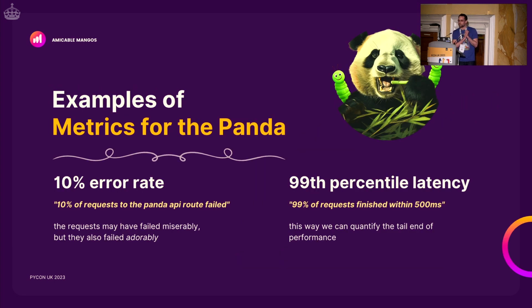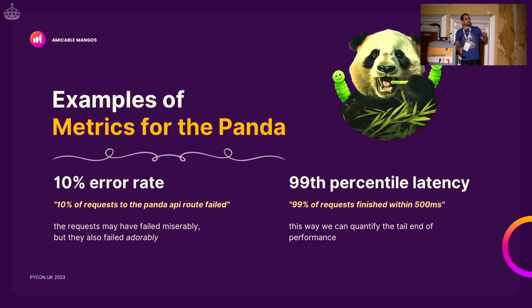Some examples of metrics for the panda. You can see our panda there with 2 little metrics caterpillars on his shoulders. One would be the error rate. This is considered one of the golden signals. And a 10% error rate would mean that 10% of requests to the Panda API have failed. OK, so I had that complaint earlier that sometimes the panda's not working. This puts a number on it. And it's worth noting that, yes, the Panda API may have failed miserably, but also adorably.